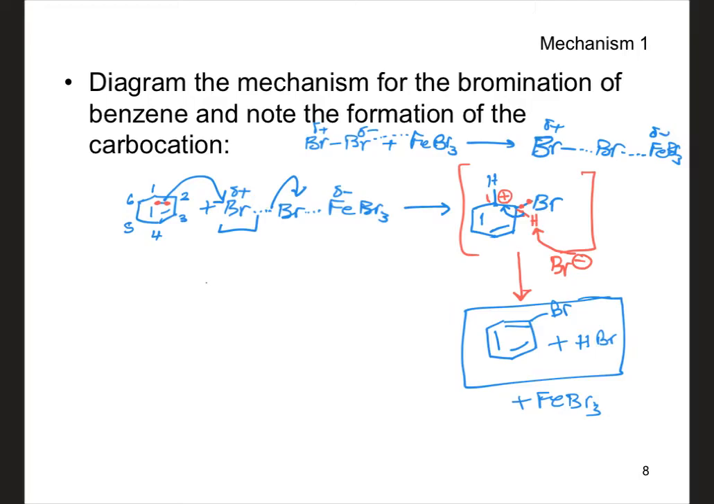So this question was: draw the mechanism of bromination of benzene and note the formation of carbocation, which is your intermediate, which we just did. So this is your intermediate.